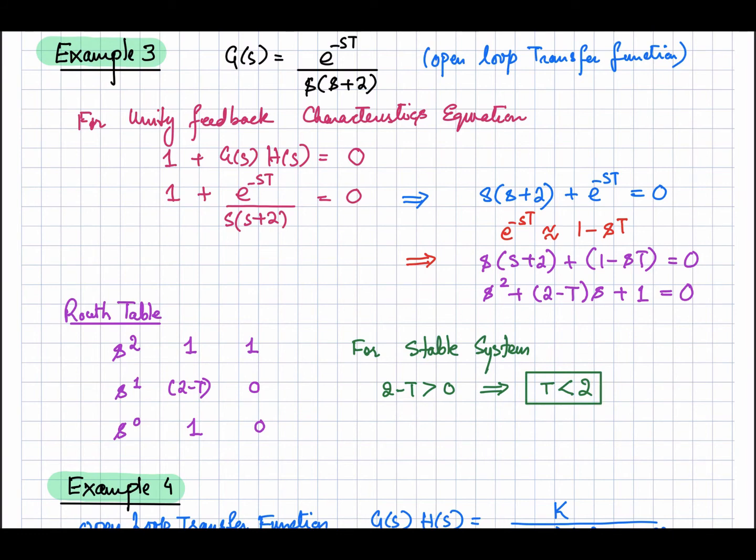So if tau is less than 2, your system will be stable, right? There is a condition over this tau, the time constant of this circuit: if your tau is less than 2, then your system is stable. If it is greater than 2, there will be a sign change over here and your system will become unstable, right? So the stability depends upon this thing.